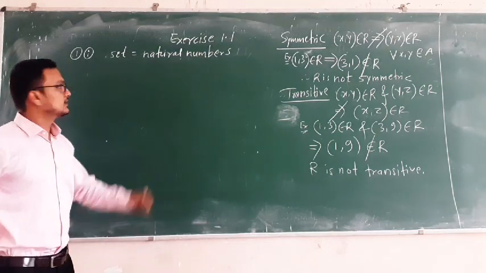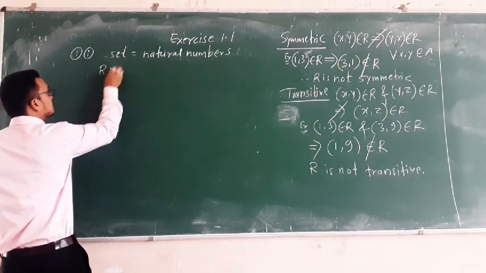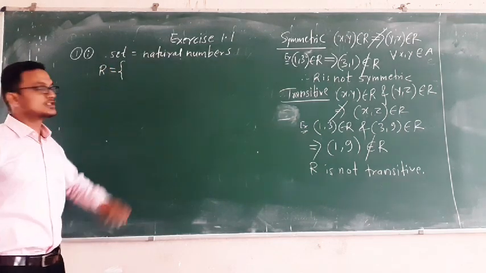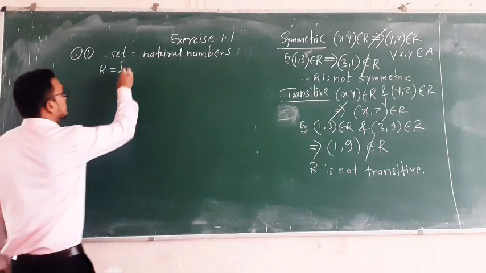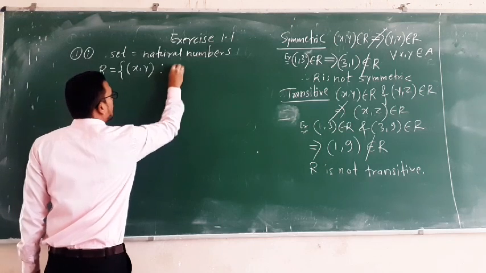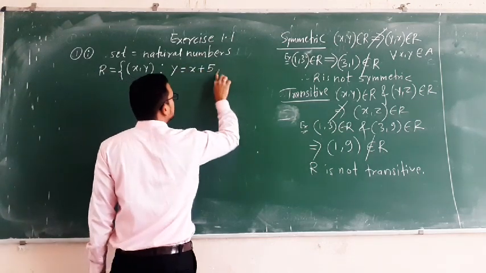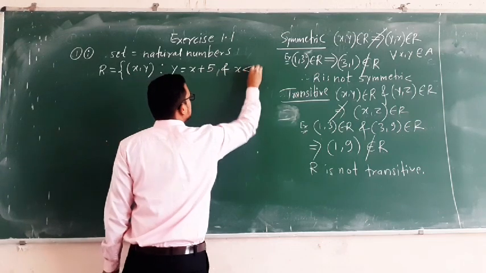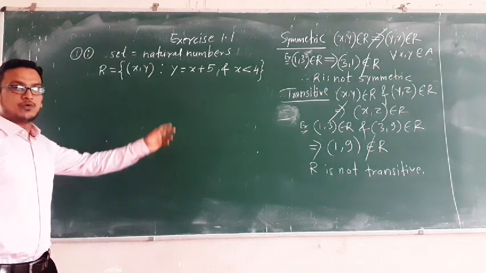Which set is given? Natural numbers. Okay, and they have defined one relation. What is that relation? That relation is the set of all ordered pairs (x, y) such that y is equal to x plus 5, and one more condition we have been given: x is less than 4.